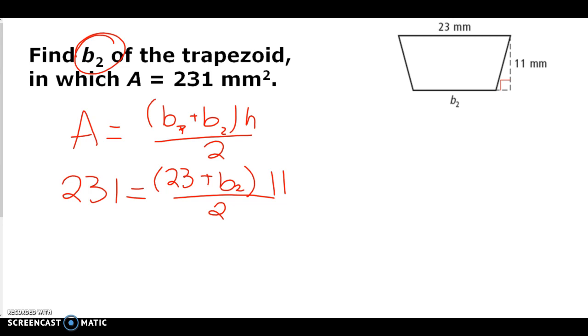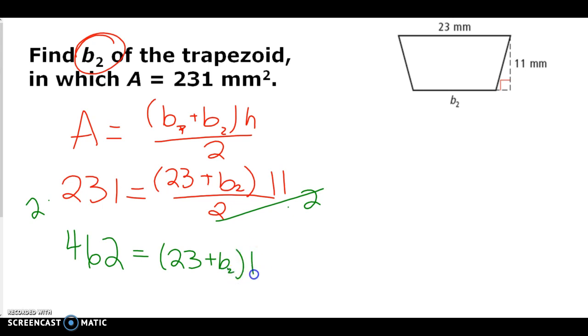How do I get rid of that 2 on the bottom? Multiply both sides. When I multiply this side by 2, those cancel. They should get 462 is equal to 23 plus the second base, multiplied by 11. How do I get rid of the 11? We have to do the opposite. It's multiplied, so we're going to divide. So it's 462 divided by 11.